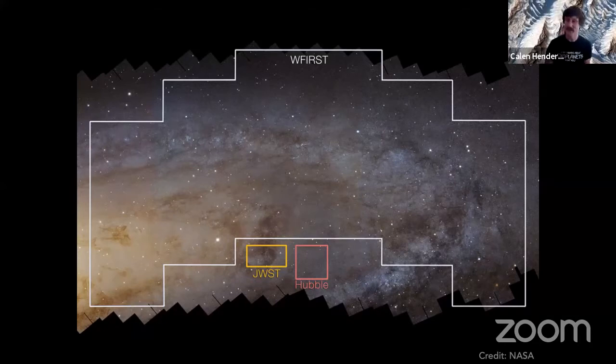And Roman is going to conduct a large-scale survey of the very galactic center and use the microlensing technique to detect exoplanets. And so here I'm showing the field of view of the actual camera array for the Roman Space Telescope. And I'm showing it in comparison to the Webb Space Telescope in yellow and Hubble in red.